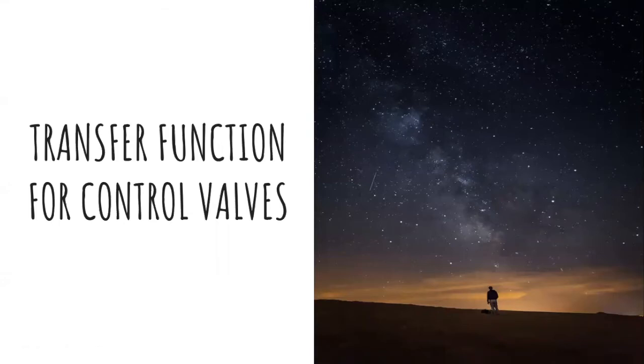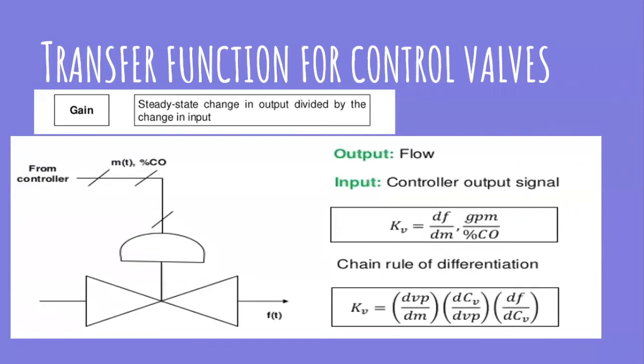A control valve is a valve used to control fluid flow by varying the size of the flow passages as directed by a signal from a controller. This enables the direct control of flow rate and the control of process quantities such as pressure, temperature, and liquid level. As you can see, the gain is the steady state change in output divided by the change in input. The output is the flow and the input is the controller output signal, and K_V is equal to dF/dM, and we have to use the chain rule to get K_V.